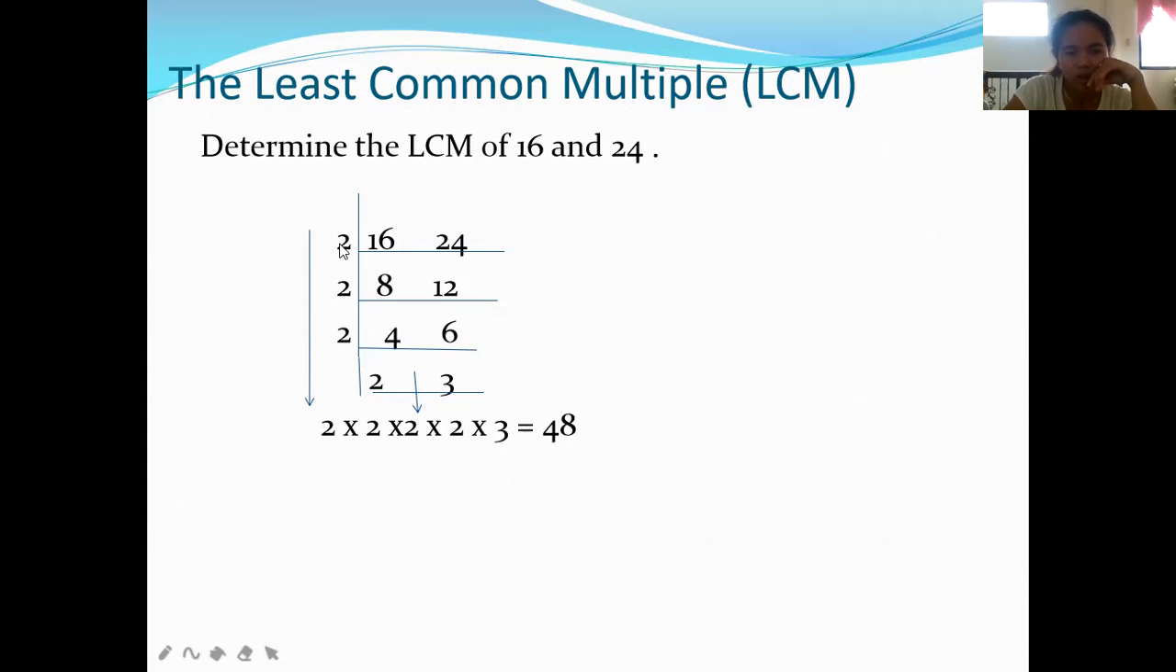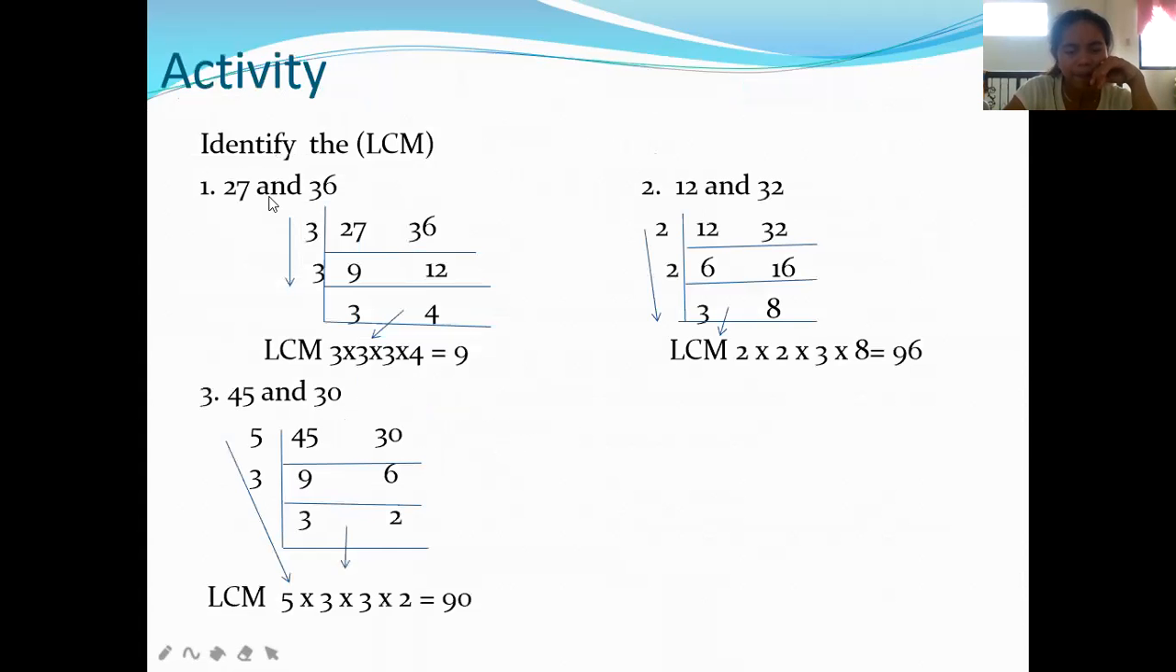Okay, we have three 2s, and 2, 3. So that's it. Then multiply: 2 times 2 is 4, times 2 is 8, times 2 is 16. 16 times 3 is 48. So the LCM of 16 and 24 is 48. Okay, next, let's talk about LCM again.